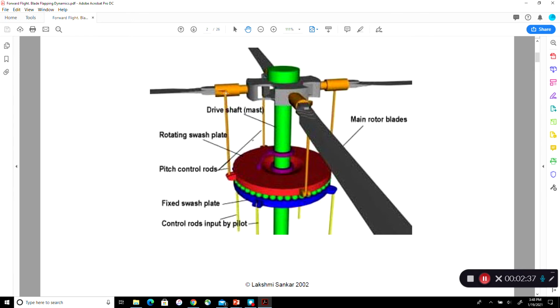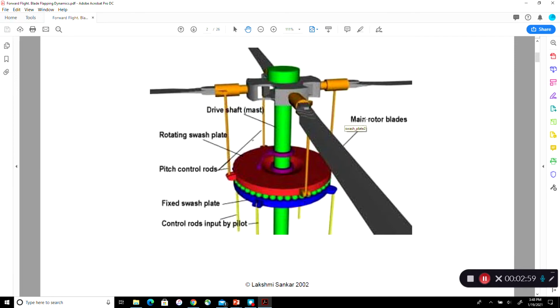When they start going up and down, because they are connected to the blades, they're going to rotate this joint here, causing the blades to pitch up or down. So this is how the pilot's control input results in a blade pitching rotation.